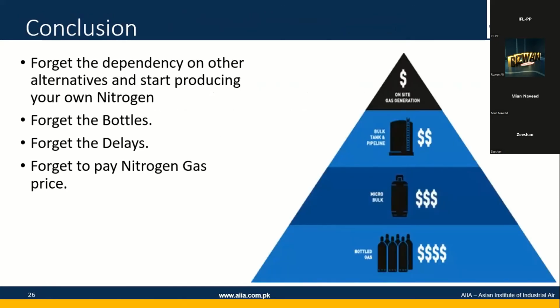So, dear friends, what we conclude is very important. We conclude that you have to forget the dependency on other alternatives, right? And start producing your own nitrogen. This is the time when you can start producing your own nitrogen. You have to forget about the bottles, because it is the past. Forget about the delays, and forget paying the nitrogen price. If you see this pyramid, on-site nitrogen generation comes on top because it is the most cost-effective method for producing nitrogen.